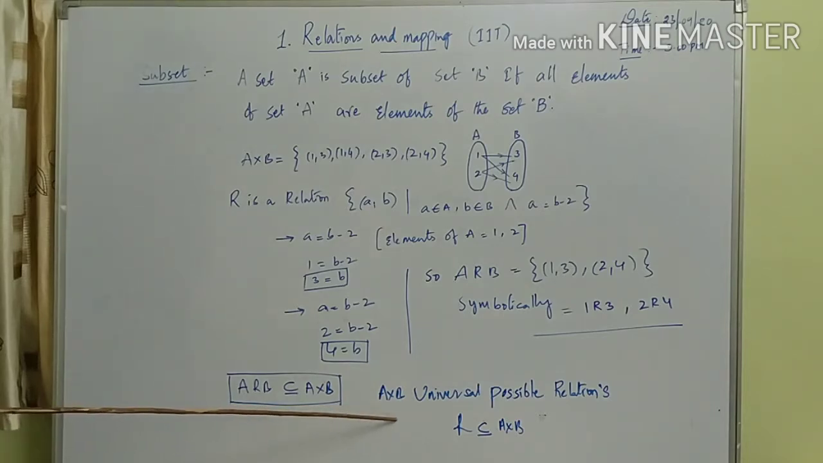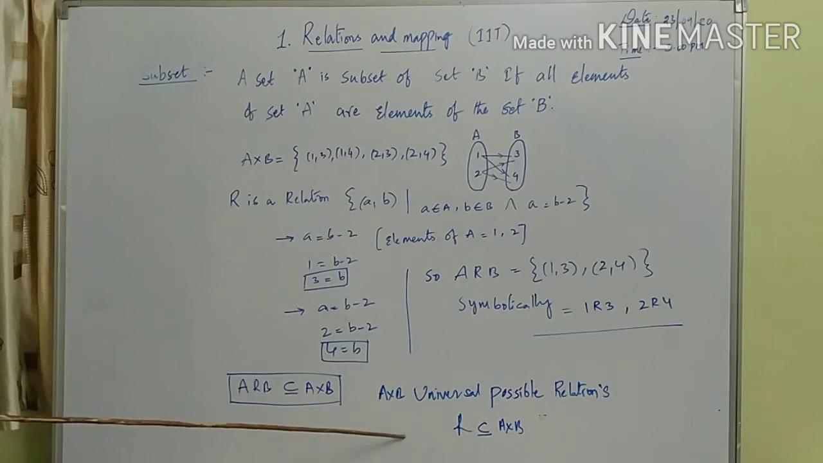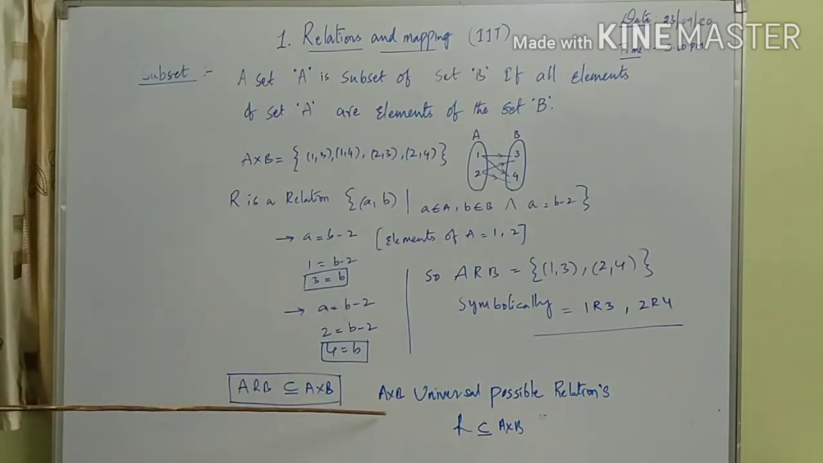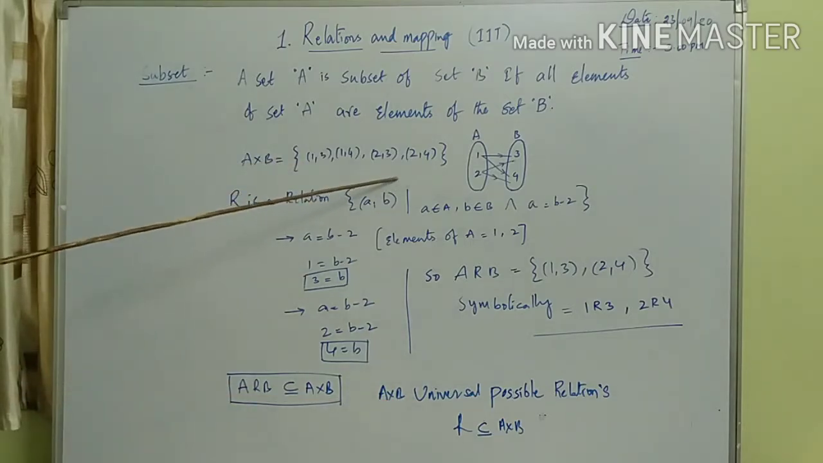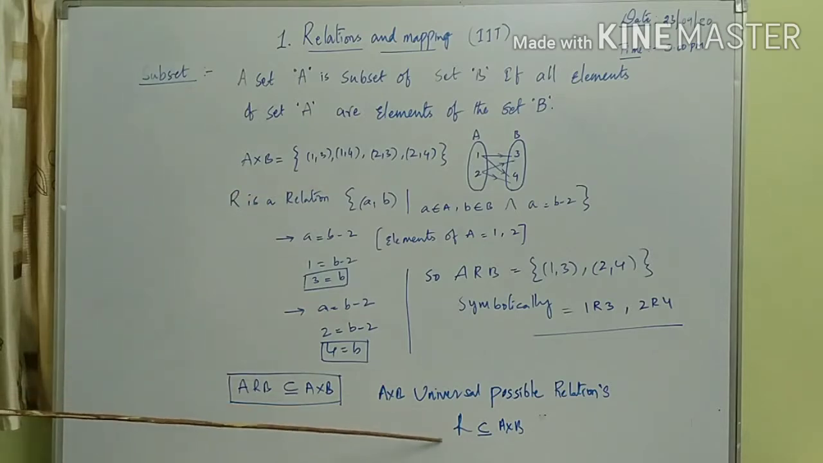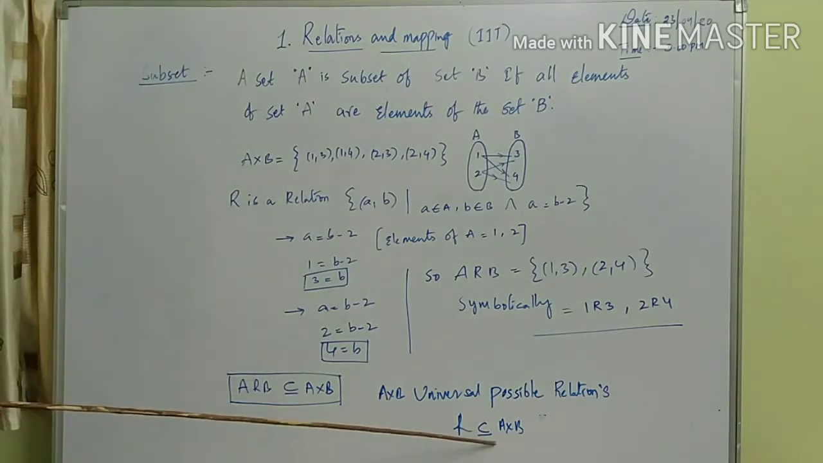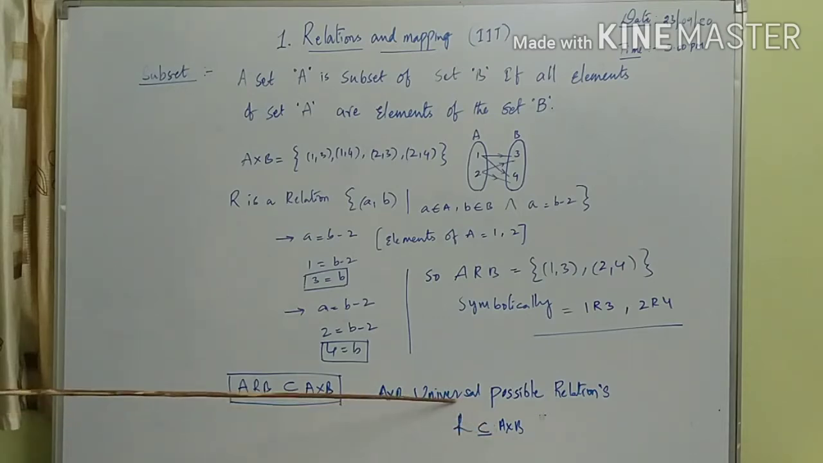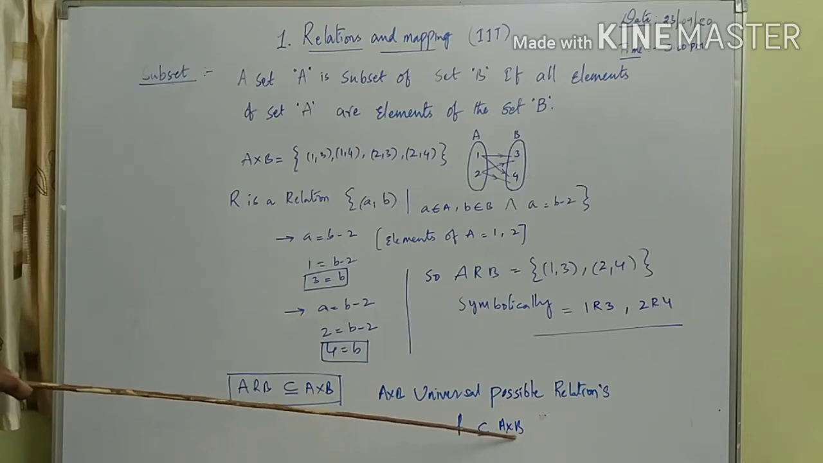A cross B, this is a very important point to remember. A cross B is the universal set of possible relations from A to B. So any relation R is a subset of A cross B. Finally, we can state that any relation is a subset of A cross B.